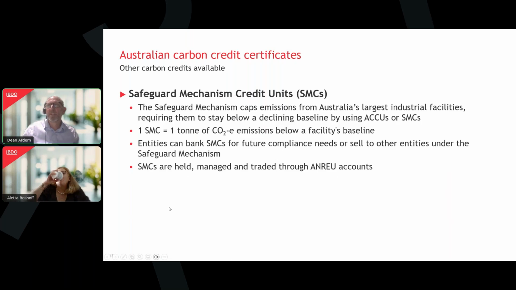Now we come to the safeguard mechanism. The safeguard mechanism caps emissions from Australia's largest industrial facilities, requiring them to stay below a declining baseline using the ACCUs or the safeguard mechanism credits. Safeguard mechanism credits are effectively the credits that entities subject to the safeguard can generate for themselves or for other entities subject to the safeguard, and can trade and use for that purpose. So to use them to manage their baseline and their emissions around those requirements.